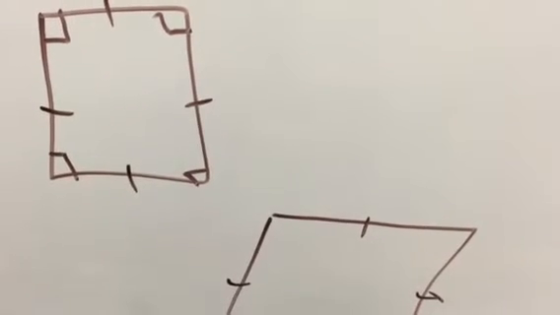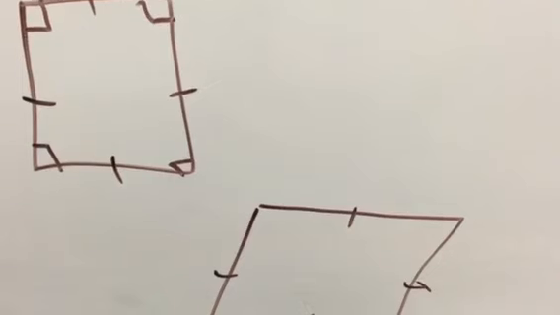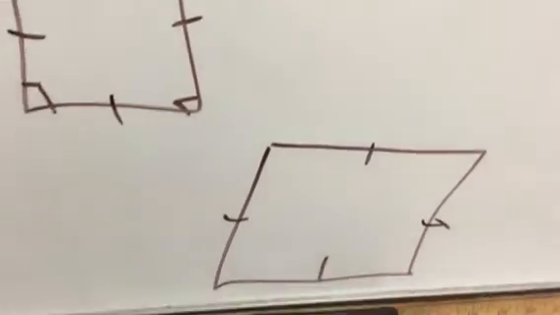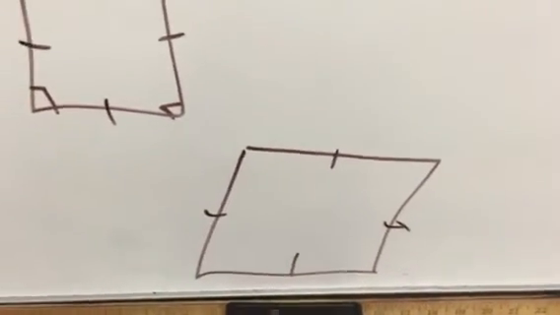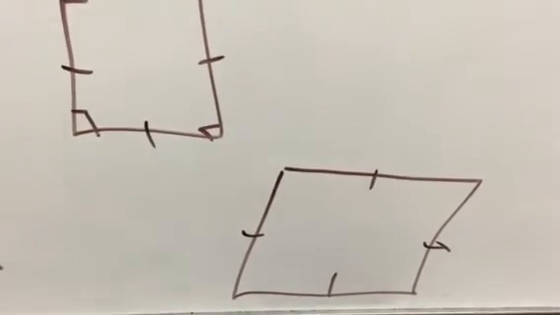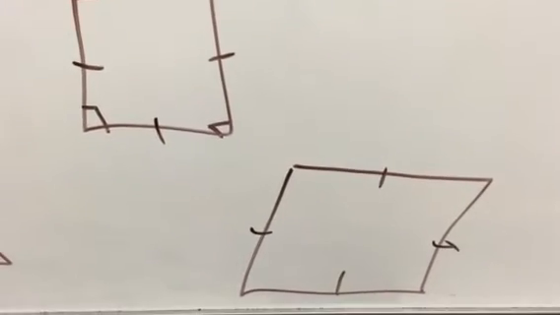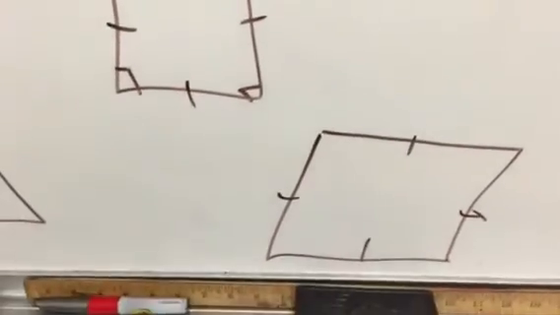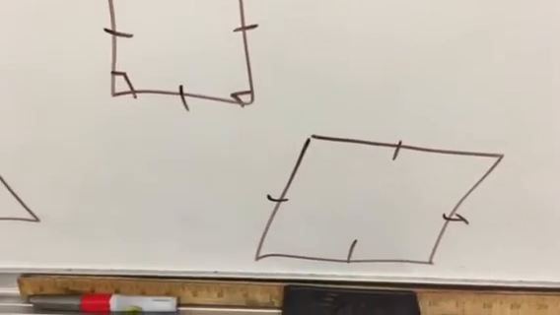Let's look at a rhombus. A rhombus has 4 even length sides, almost like a diamond, but the question is, would a square be considered a rhombus? And yes, it would. Even though it has the 4 right angles, it still has all of the characteristics, having even length sides and 2 pairs of opposite sides are parallel. So therefore, a square is a rhombus.